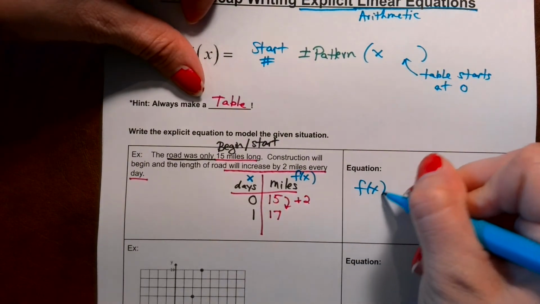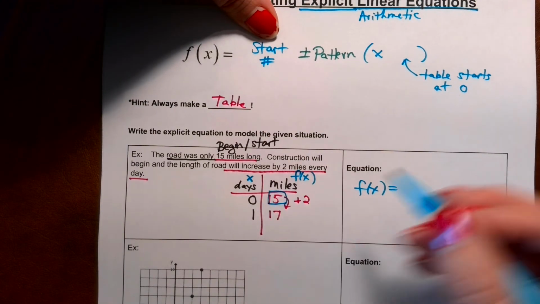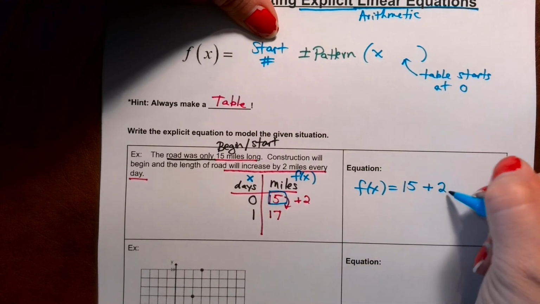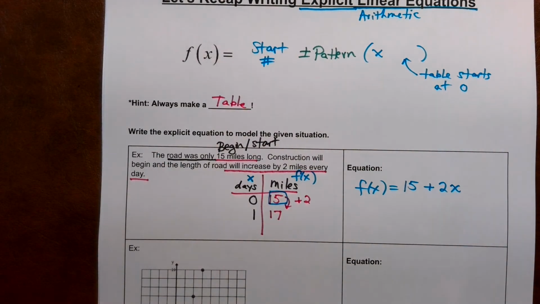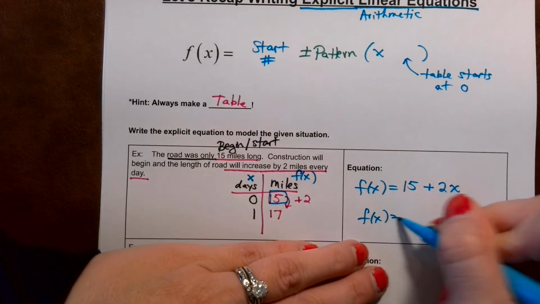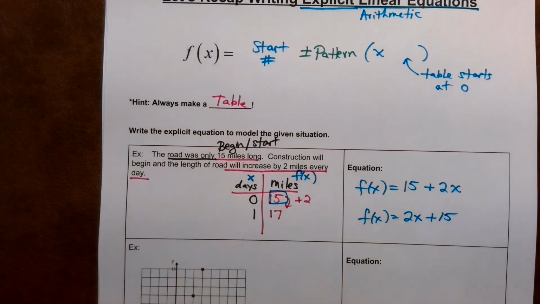So f of x equals, what's the starting number? The road starts at 15. The pattern is plus 2. Since it starts with 0, we only need an x. You can write your equation like that, or if you'd like, you can write 2x plus 15. They're both the same.